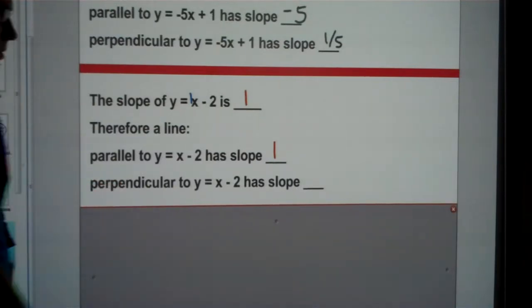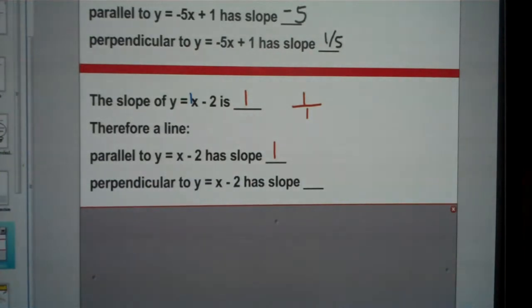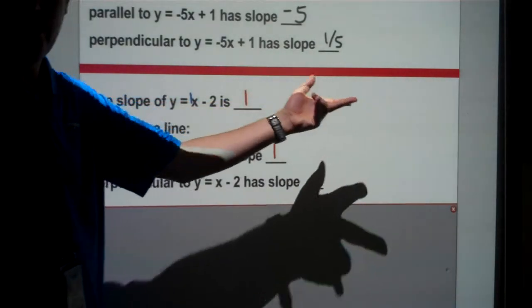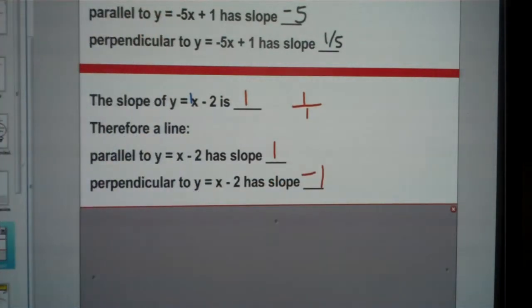And when I do the perpendicular one, this is where I have to do the reciprocal. So I can write it as 1/1. When I flip it, I still get 1/1, so in other words 1. And then I have to change the sign, which is -1. So that one can be a little more complicated.